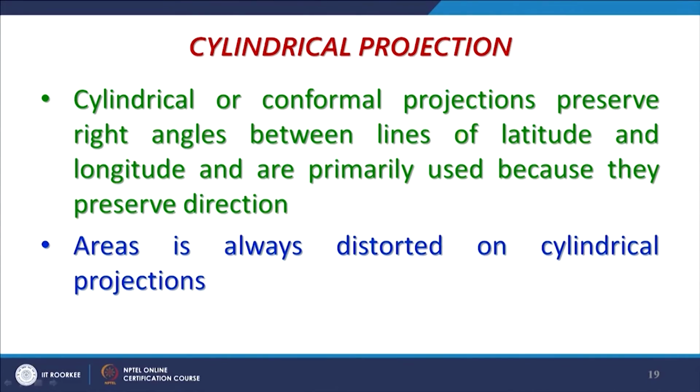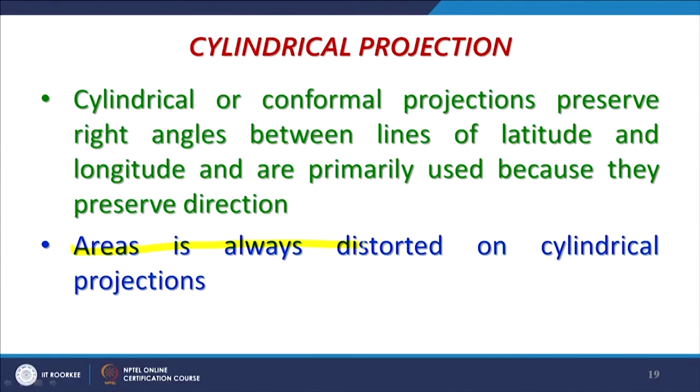So, it is a conformal equal area projection, a mix of these three types. Now, in cylindrical or conformal projection, basically they preserve the right angles between lines of latitude and longitude, and are primarily used because they preserve direction. So, for different purposes the different projection systems can be employed, and the areas are always distorted on cylindrical projections.